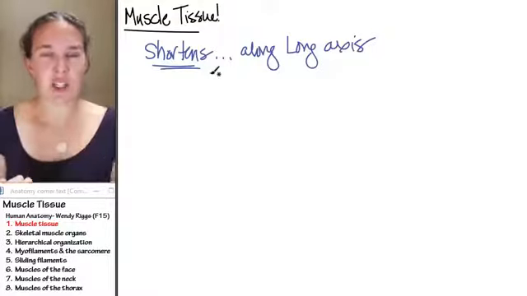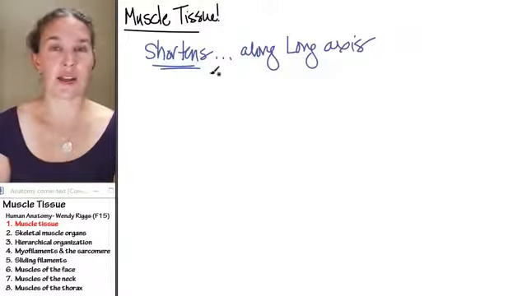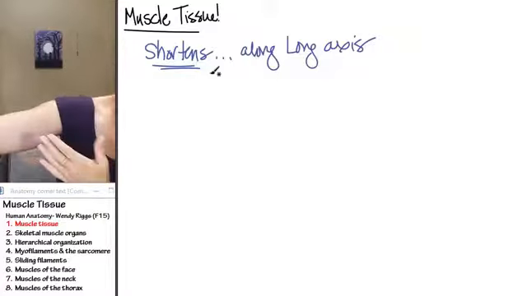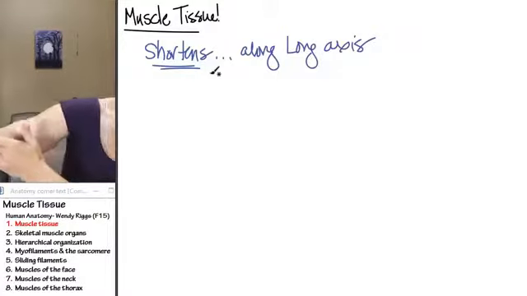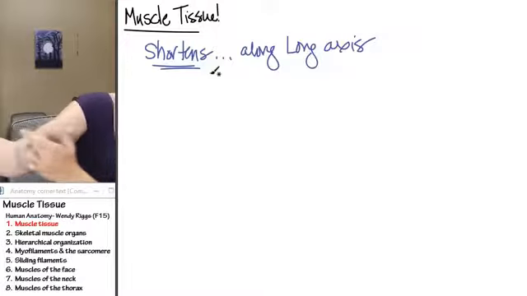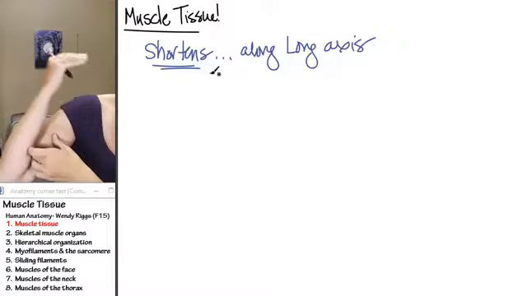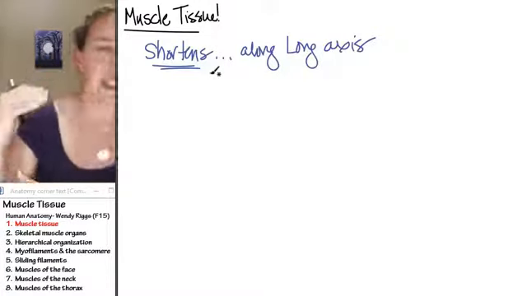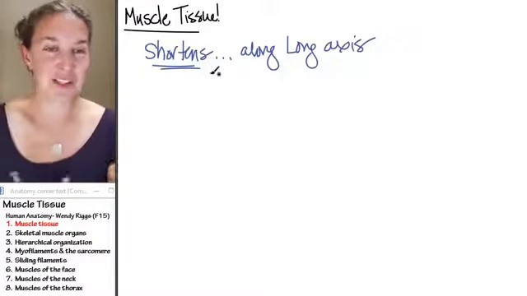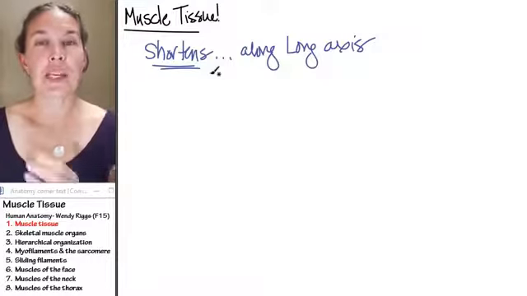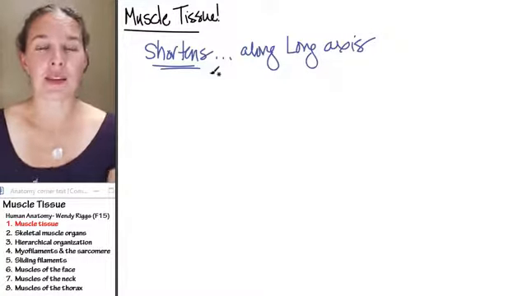Some of the functions of muscle tissue: skeletal muscle tissue often will span a joint, and when it shortens, it actually causes movement. You guys are totally good with that because we just did that when we talked about joints and movements. It's skeletal muscles that power that.